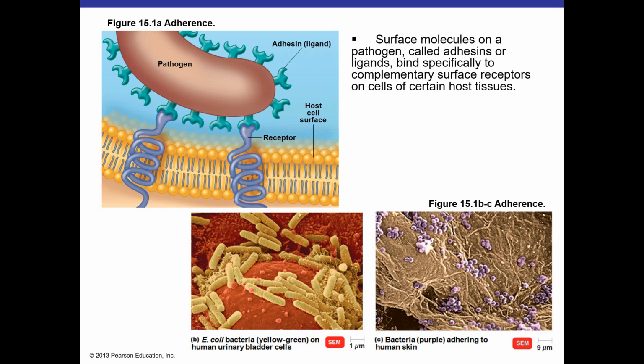When we talk about this adherence, though, it's not just simply a Velcro ball sticking up against the wall. It's more of a direct interaction. So here we see those adhesions or ligands, the green projections from the pathogen, and how they interact with their complementary surface receptors. You cannot see that when you're just looking at the pictures. In the bottom, we see E. coli in the urinary bladder and bacteria on the skin. However, the receptors are present, allowing things to adhere to be able to hold on.